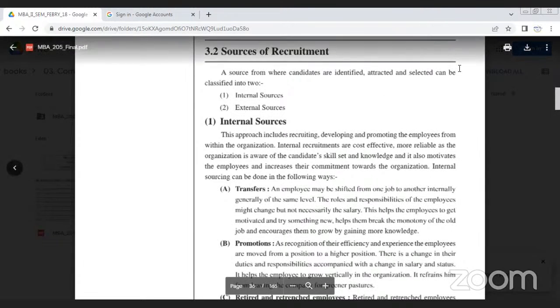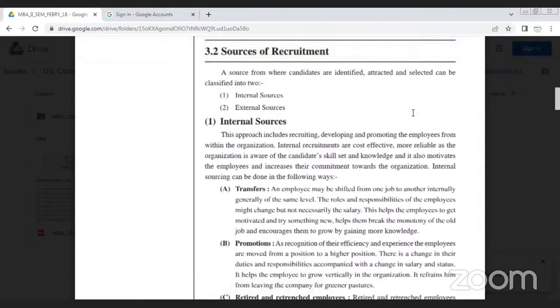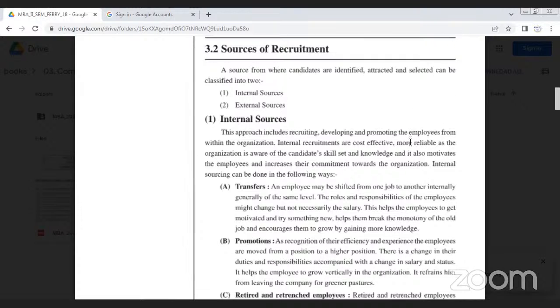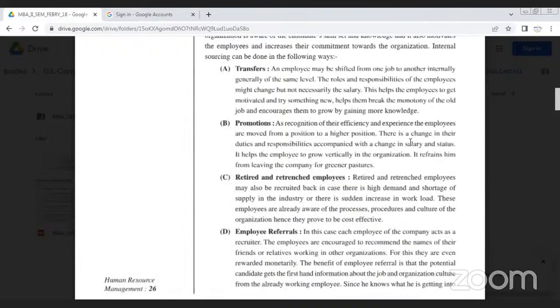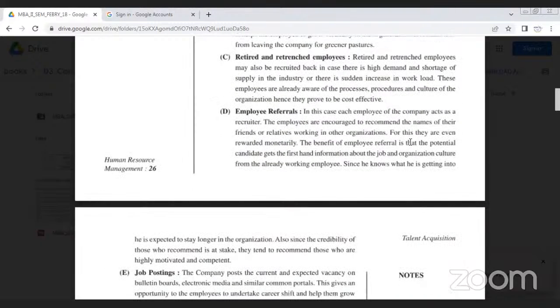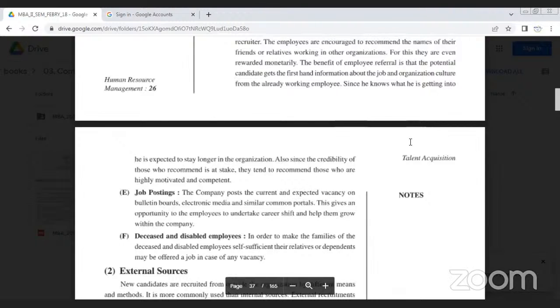There are two main types of sources of recruitment. First is internal source and second is external source. Internal source means this approach includes recruiting, developing and promoting the employees from within the organization. Internal recruitment is cost effective, more reliable as the organization is aware of the candidate's skill set and knowledge, and it also motivates the employees and increases their commitment towards the organization. Internal sourcing can be done in the following ways: first transfers, second promotions, third retired and retrenched employees, fourth employee referrals, fifth job posting, and last deceased and disabled employees.